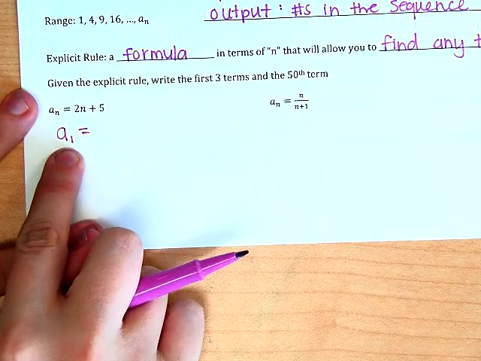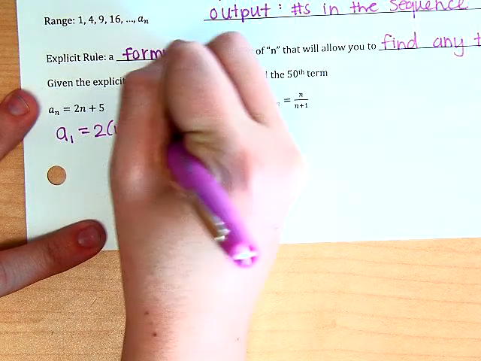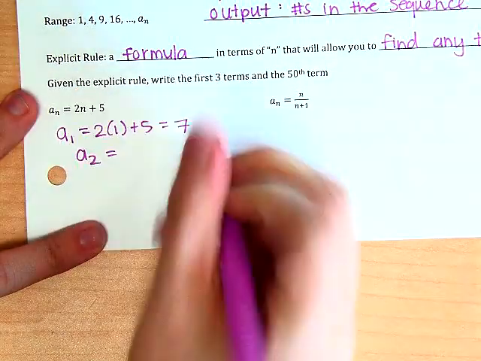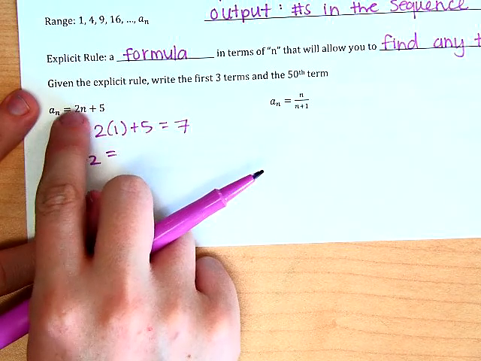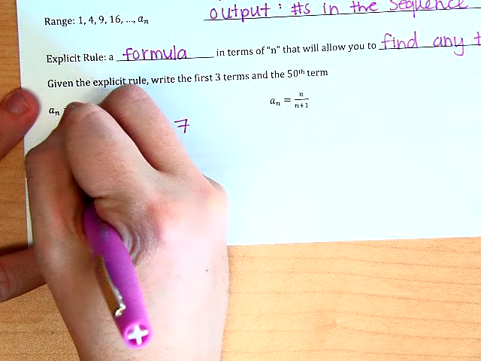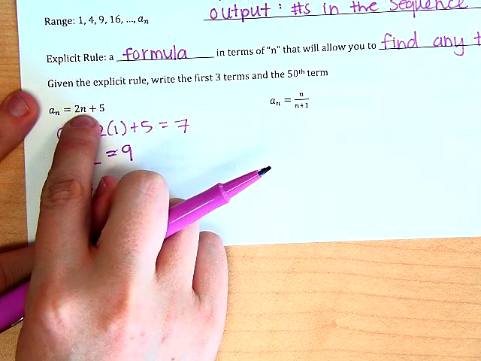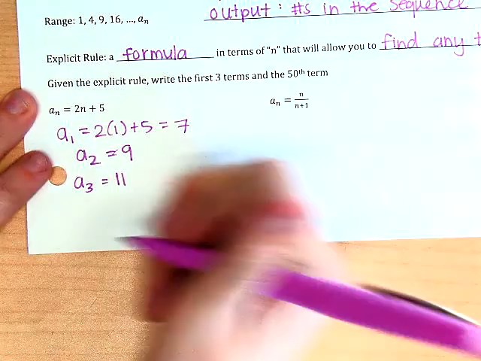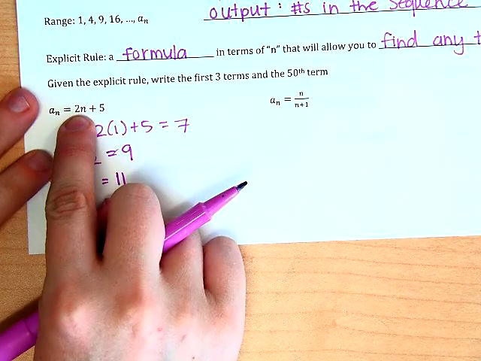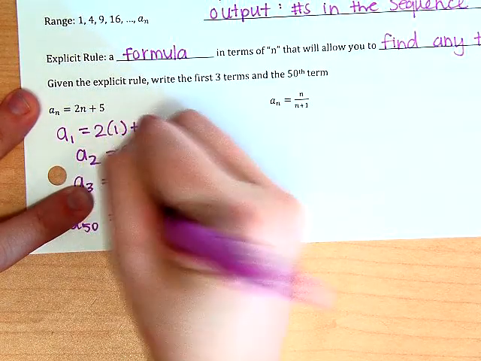So for term 1, my first term, I plug in 1 into n. 2 times 1 plus 5, and I get 7. For my second term, I'm plugging in 2 for n. 2 times 2 is 4 plus 5, 9. Third term, I'm plugging in 3. 2 times 3 is 6, plus 5, 11. And if I wanted to jump ahead and find my 50th term, I plug in 50. 2 times 50 is 100, plus 5, 105.